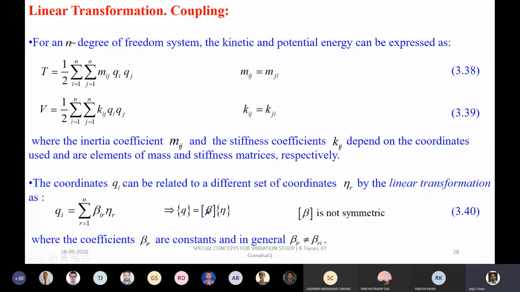And these will generally be constants. Beta will generally be constants.